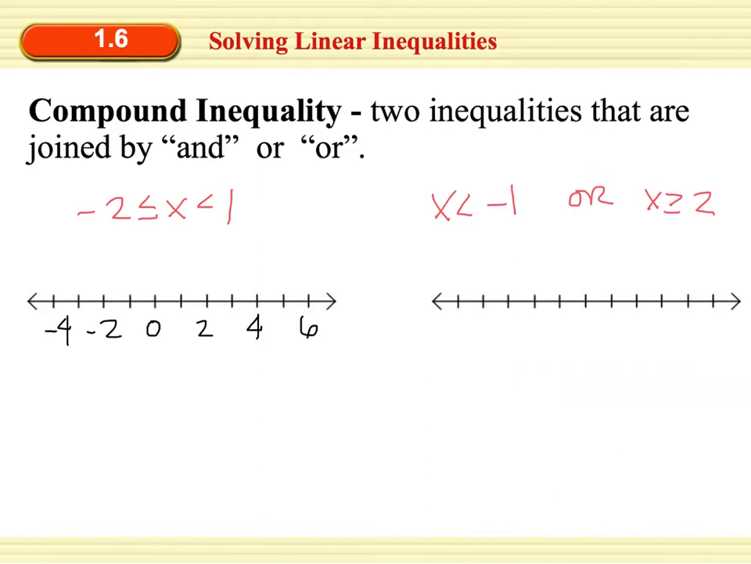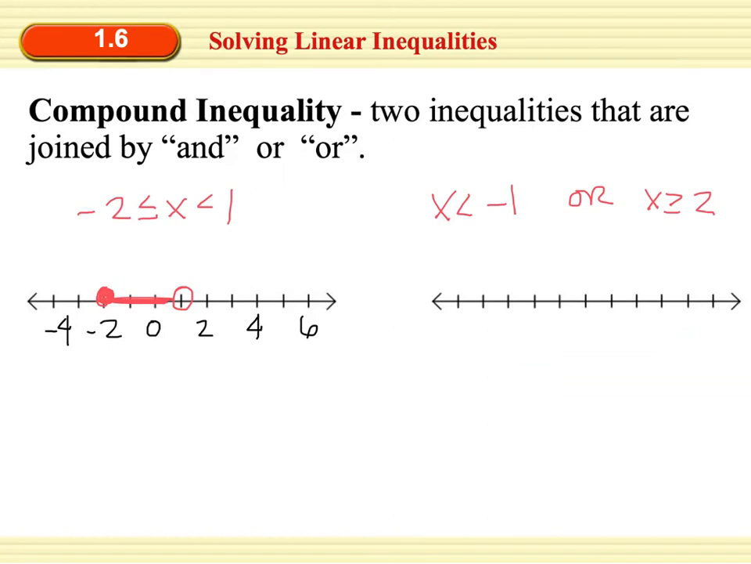Now to graph something like this, I'm essentially looking at values that are going to be between -2 and 1. And because of this less than or equal to symbol, I'm going to come over here to -2 and put a closed circle on -2. And because of the less than symbol before the 1, I'm going to come over here to 1 and put an open circle. And then I'm looking at the values that are between -2 and 1. So when I graph this, I'm going to connect those two circles with a solid line in between. So my solutions then are going to be any number that falls in between -2 and 1.